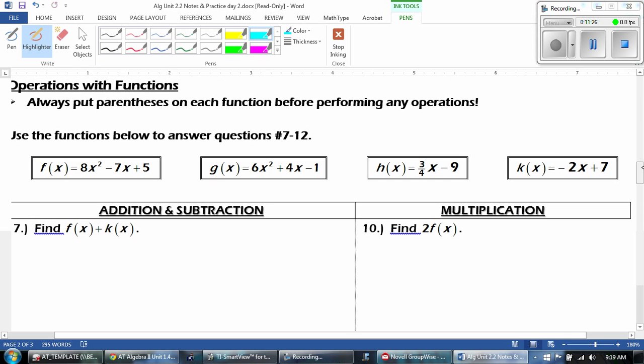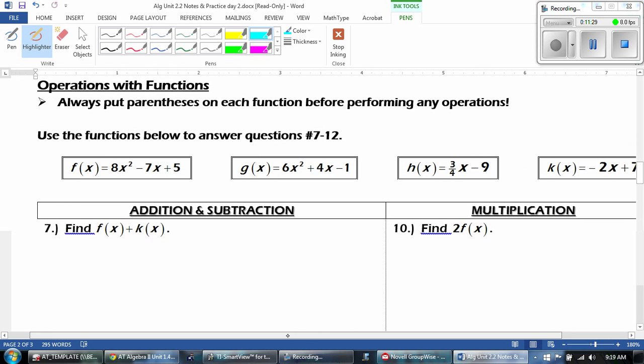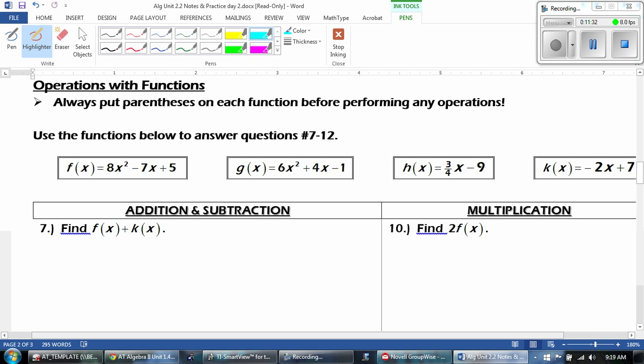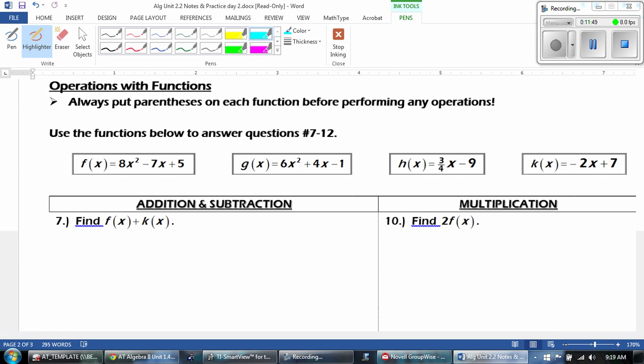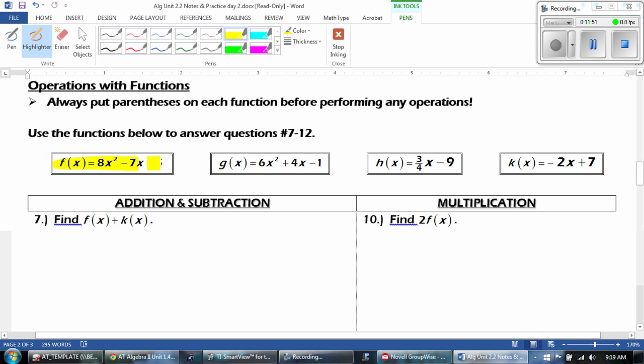So now, operations with functions. So just remember to always put parentheses on each function before performing any operation, and then use the functions below to answer the questions 7 through 12. Okay, so first thing I want you to notice is we have 4 different functions. We have f of x, g of x, h of x, and then k of x. So the first one is saying to find f of x plus k of x.